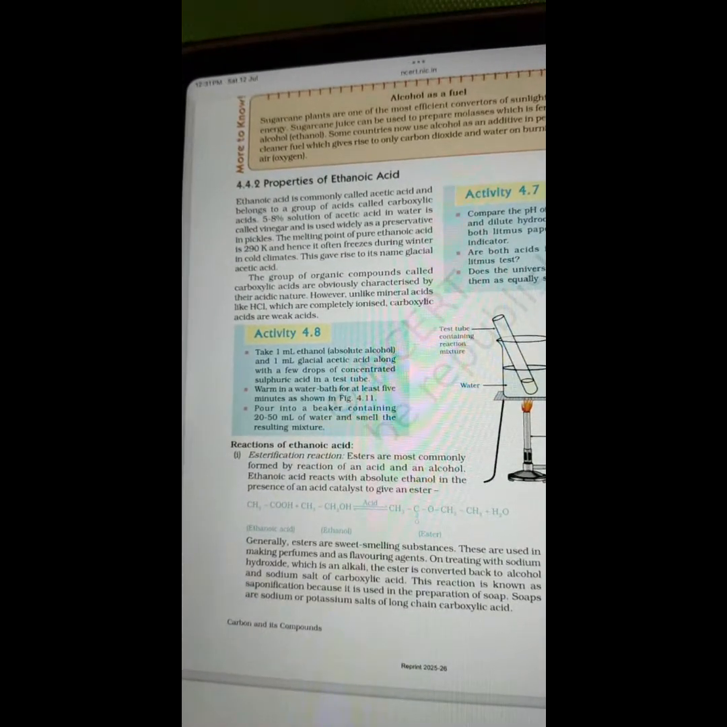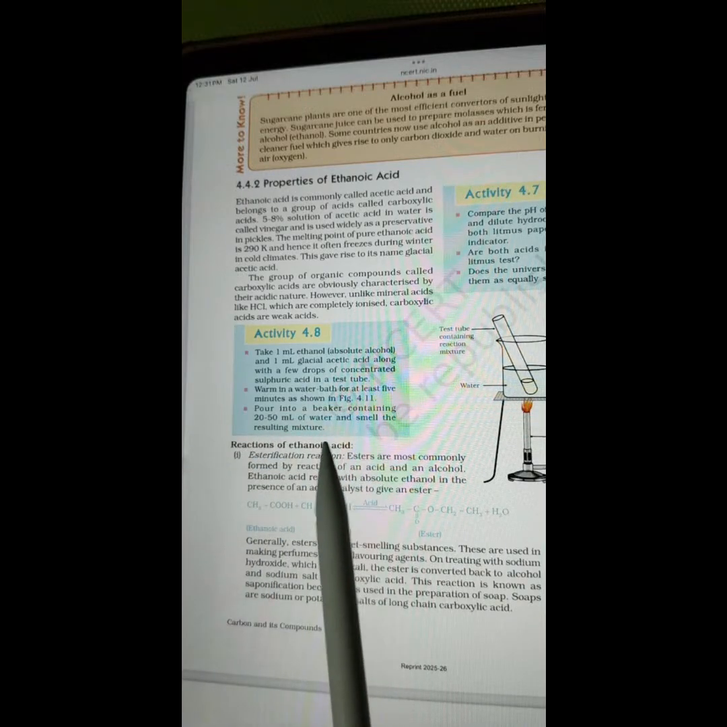Activity 4.8. Take 1 ml ethanol, which is absolute alcohol, and 1 ml glacial acetic acid along with a few drops of concentrated sulfuric acid in a test tube. Warm in a water bath for at least 5 minutes as shown in figure 4.11. Pour into a beaker containing 20 to 50 ml of water and smell the resulting mixture.